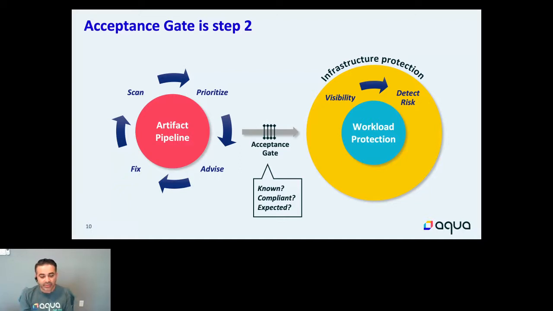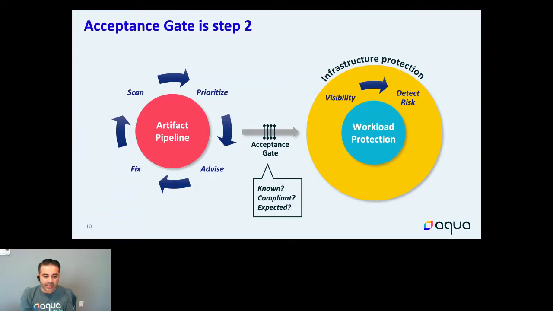The first thing we'll do is check to see if the image is known to Aqua. Has it been scanned by Aqua? Is it in Aqua's database? If it is, then it's okay, you're good. I know you, you're fine. The next thing it's going to do is check whether it's been scanned by Aqua, but did it pass the security scan that we did before? If the answer is no, if it's not compliant, it won't let that image go forward. And is this image expected, meaning it has scaled up and it is what we expected. If any of those are no, Aqua is going to prevent that image from becoming a container.